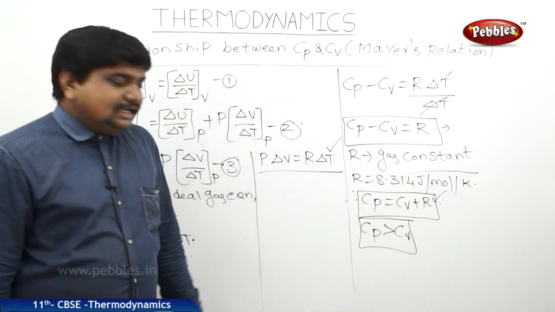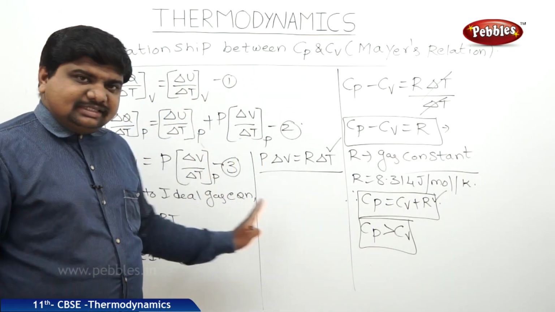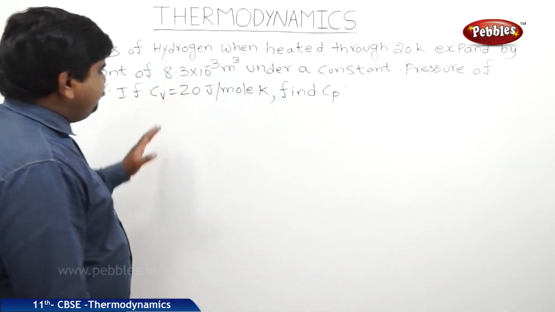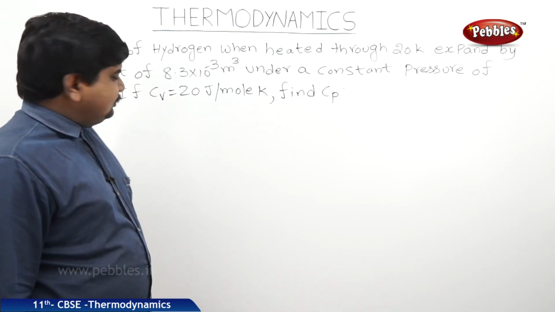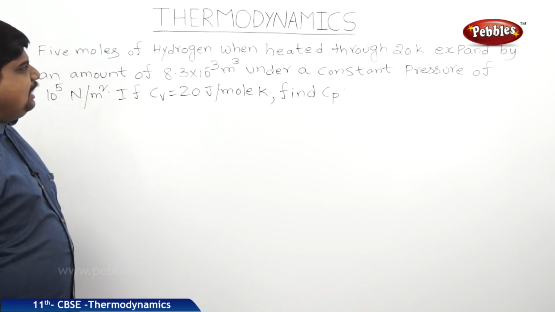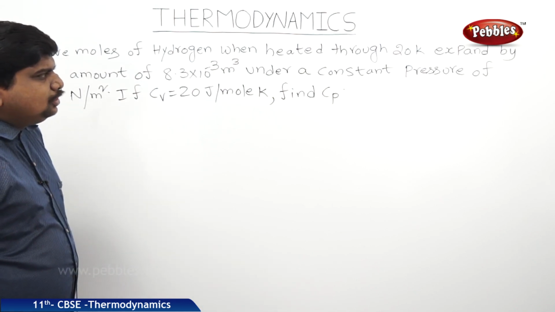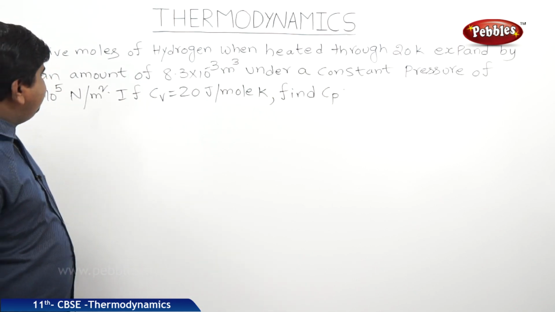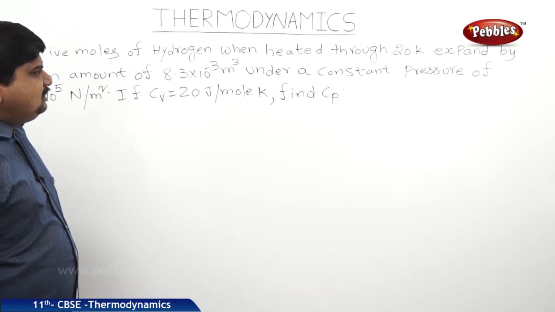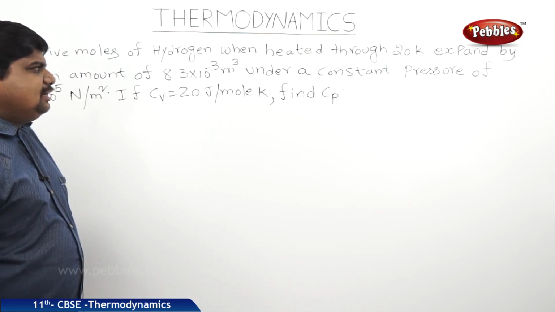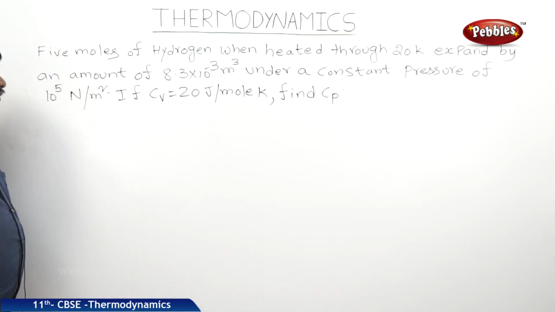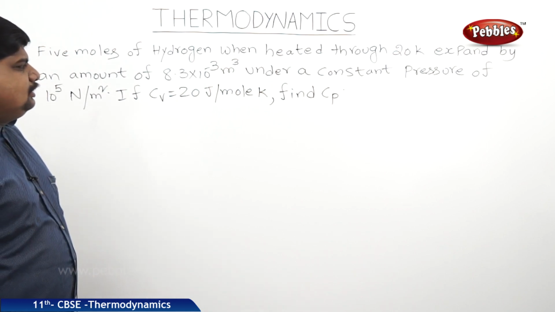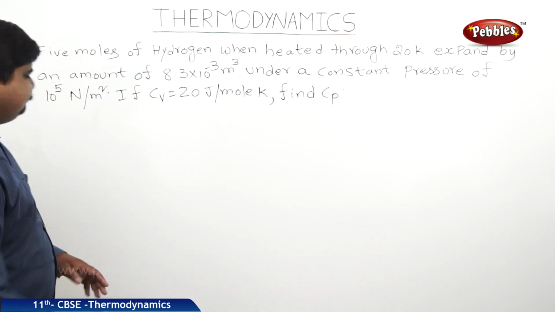Now we will discuss a numerical which is based on this concept. This is the numerical based on the concept of Mayer's relation. 5 moles of hydrogen when heated through 20 Kelvin expand by an amount of 8.3 into 10 to the power of minus 3 meter cube under a constant pressure of 10 to the power of 5 Newton per meter square. If Cv is equal to 20 joule per mole Kelvin, find Cp.